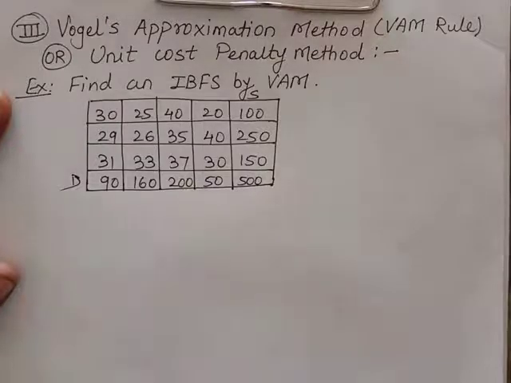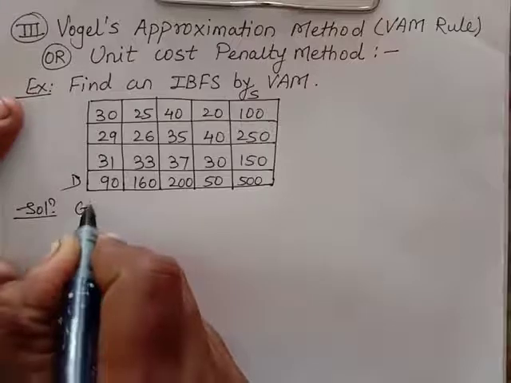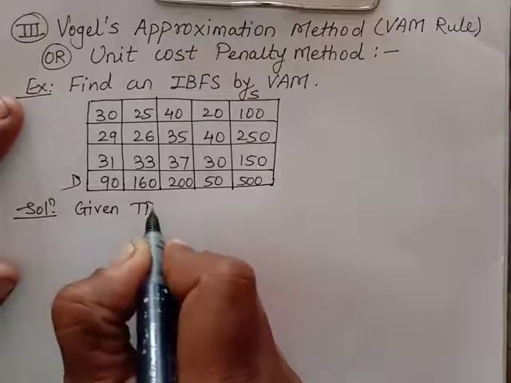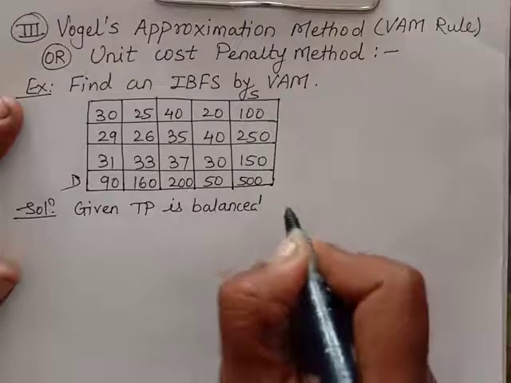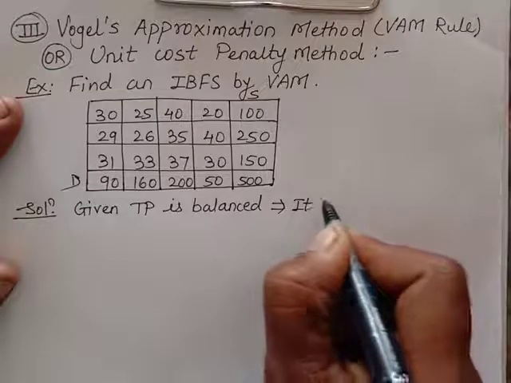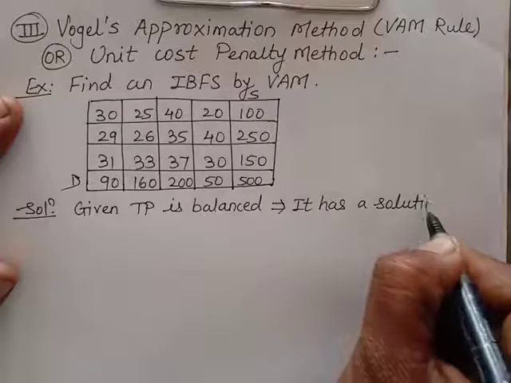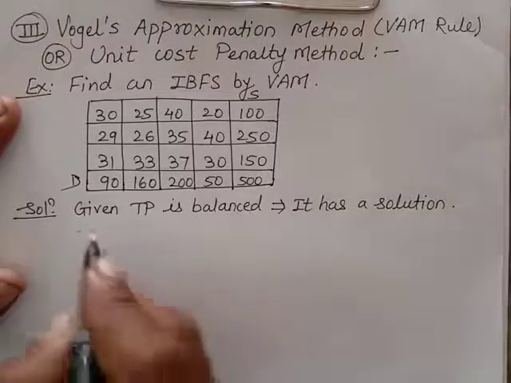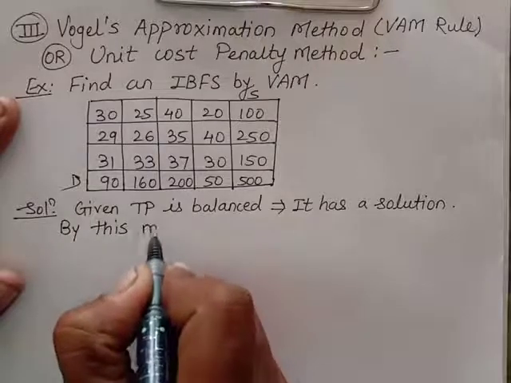Previously also we have taken this problem, but at that time we found the initial basic feasible solution using the least cost method. Now I am going to take it using VAM. So now solution, given TP is balanced, implies it has a solution. It has a solution.